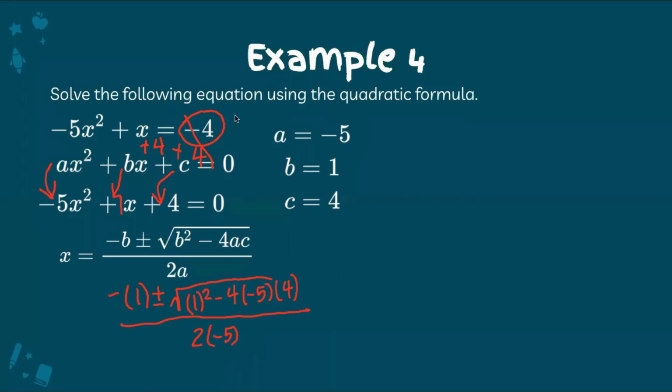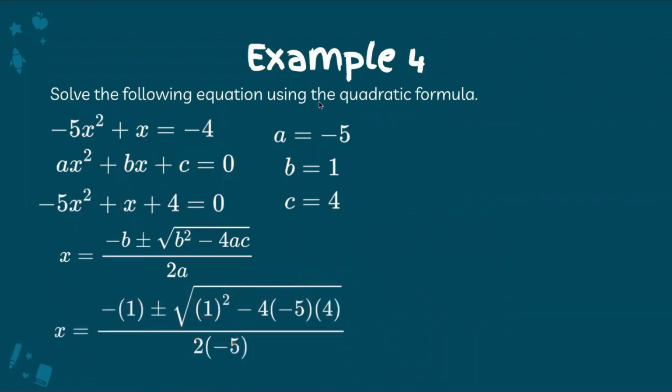We've plugged in a, b, and c, and now we can go ahead and simplify. Just simplify to negative 1. Then plus or minus the square root of 1 squared, which is just 1, minus 4 times negative 5, which is negative 20. Then negative 20 times 4 equals negative 80. So this would be negative 1 minus negative 80.